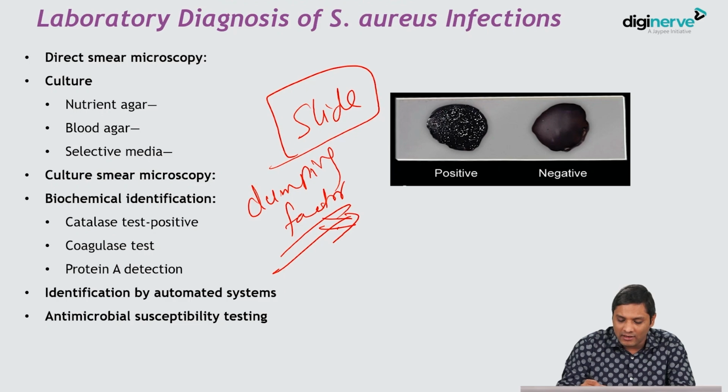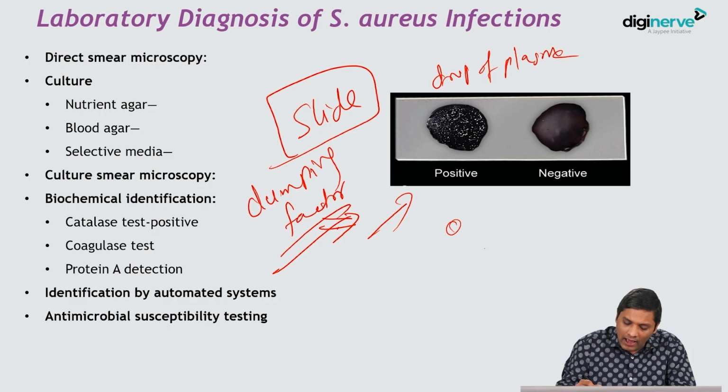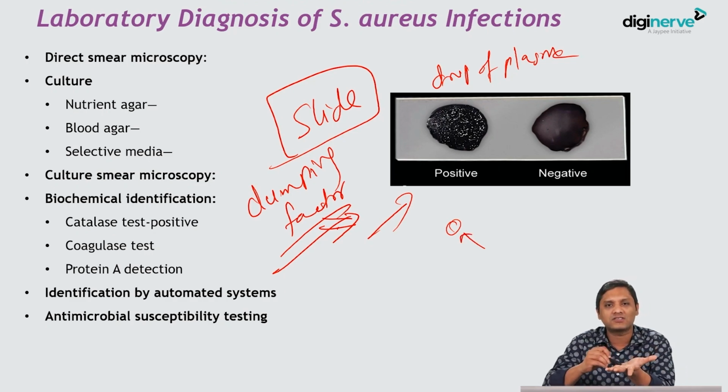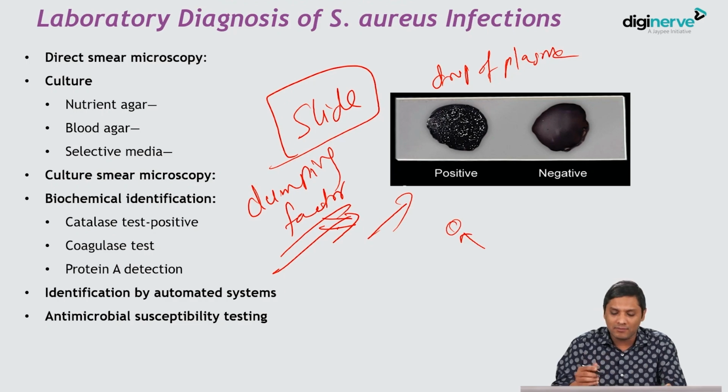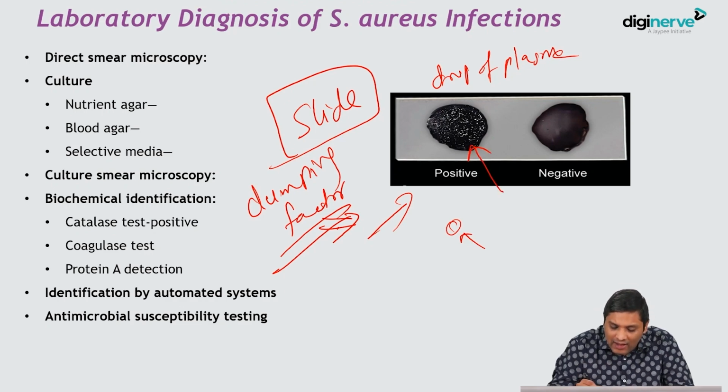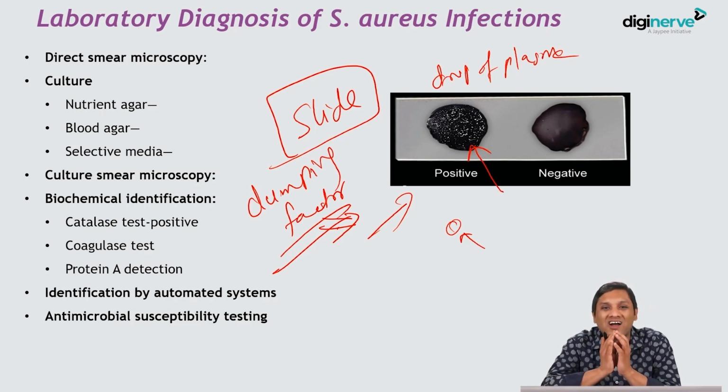So how is it done? Take a slide, and over the slide put a drop of plasma. Then you add a colony of Staphylococcus aureus and mix the Staph aureus colony with the drop of plasma. Then you rotate the slide for some time and you will see that the Staph aureus colonies will form clumps.